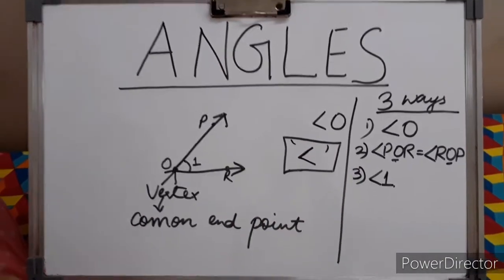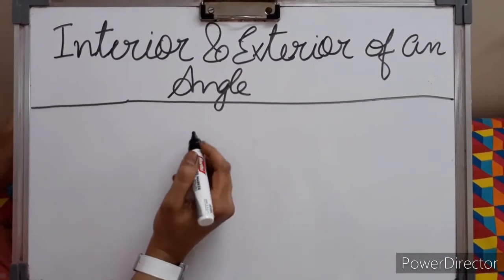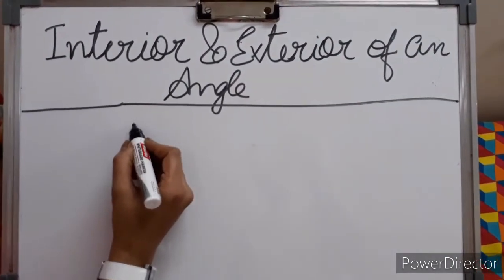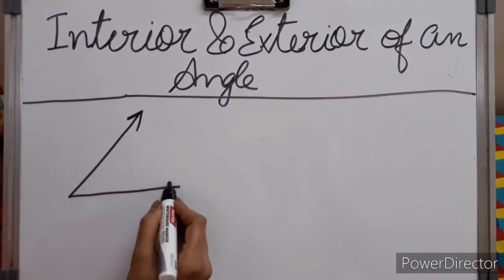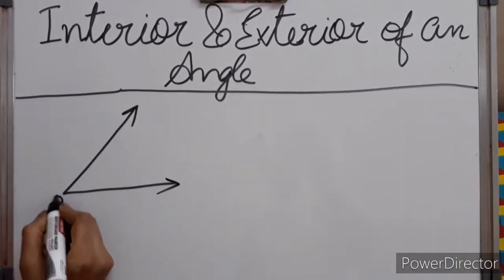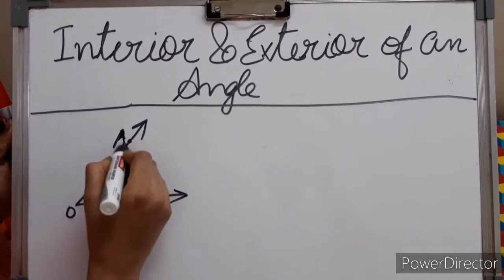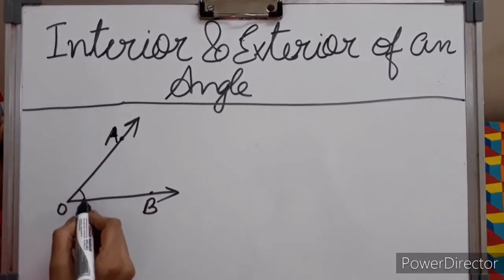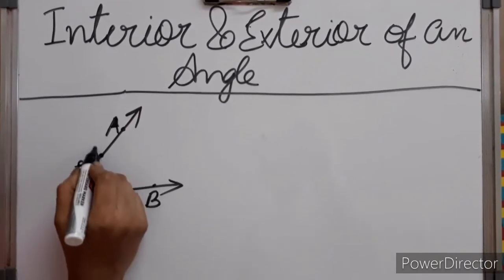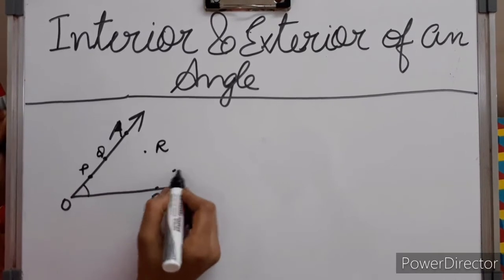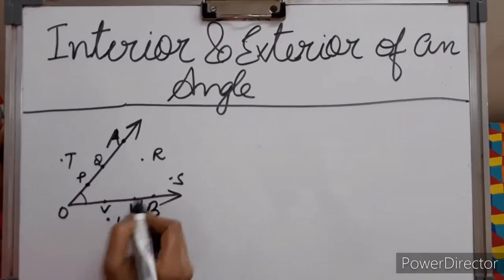Coming towards our next topic, the interior and exterior of an angle. We will explain with the help of an example. We will draw two rays with the fixed endpoint O. Suppose we write here A, B, and here is one angle formed. Now suppose I write here randomly some points P, Q, R, S, T, U, V, W.